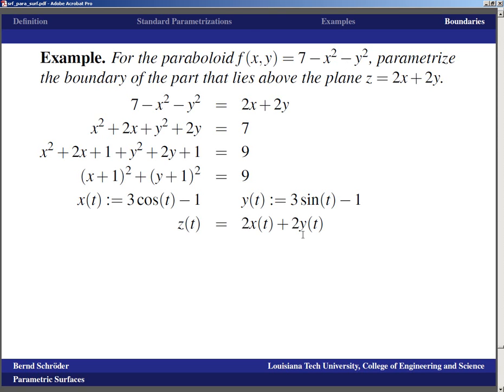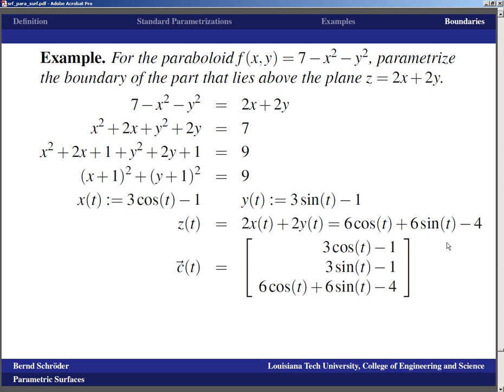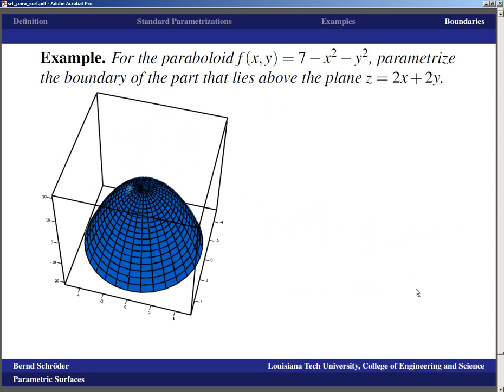Well, 2x of t plus 2y of t, that'll be 6 cosine t plus 6 sine t minus 4, right here. And so that means that the curve as a vector-valued function of one variable, the intersection, would be 3 cosine t minus 1, 3 sine t minus 1, 6 cosine t plus 6 sine t minus 4, and that would be this situation. Here's the paraboloid, here's the plane, and here's the intersection.